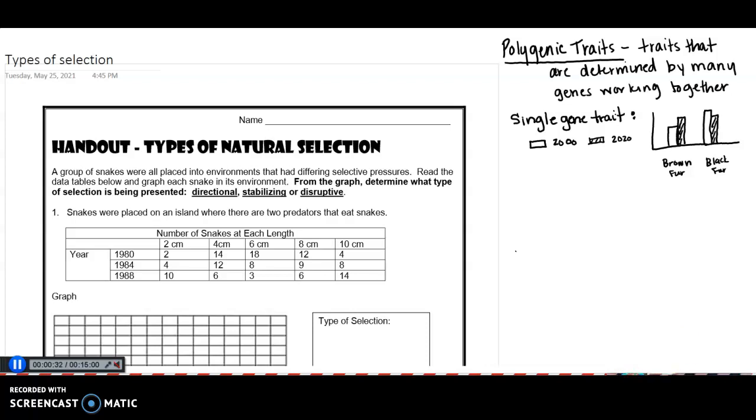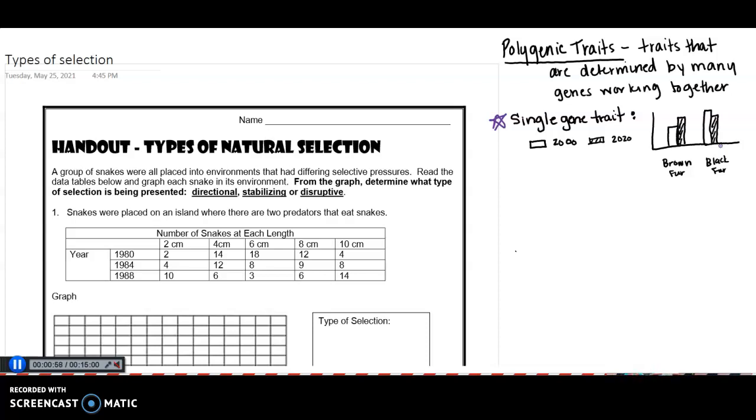So for example, right here, where I have a single gene trait, the brown fur versus the black fur. In 2000, you can see that the brown fur was low, black fur was higher. And then in 2020, the brown fur increased and the black fur decreased. And so you could say that nature was selecting against the black fur mouse.